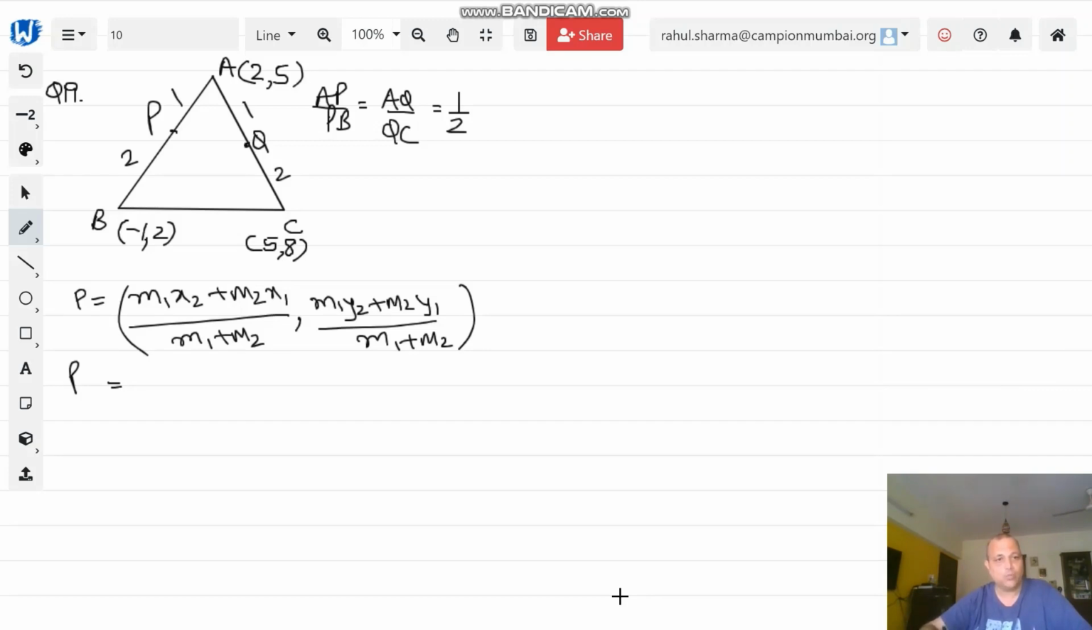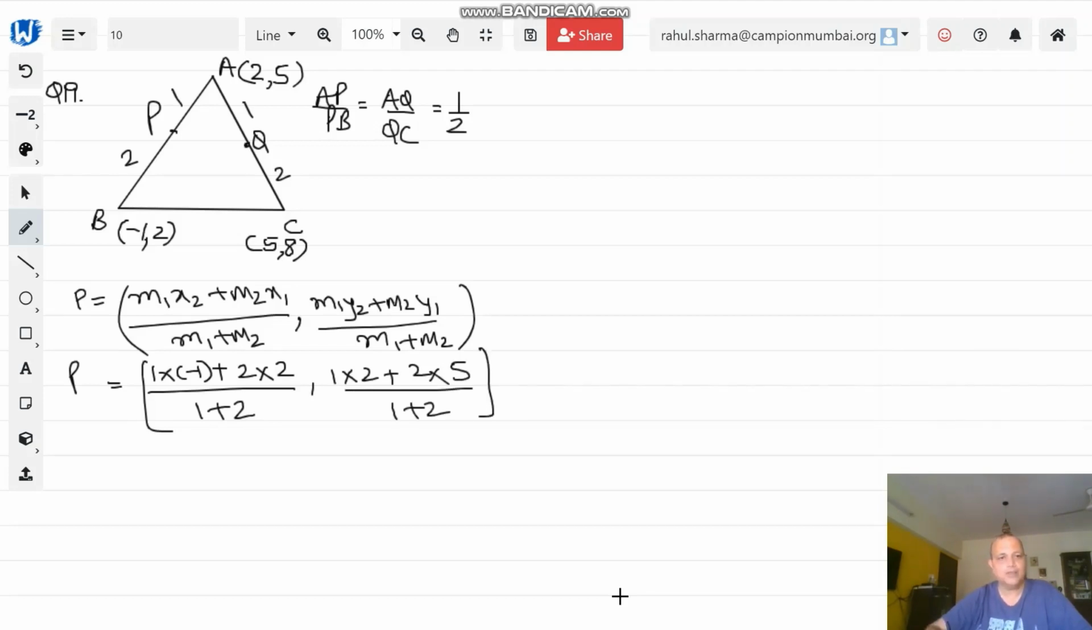M1 x2. So m1 is 1, x2 is negative 1, plus m2 is 2, and x1 is 2 upon 1 plus 2. M1 is 1, y2 is 2, m2 is 2, and y1 is 5 upon 1 plus 2. This would be negative 1 plus 4, that's 3 upon 3, and this is 2 plus 10, that's 12 upon 3. So P would be equal to 1 comma 4. Done. We figured out the coordinate of P.